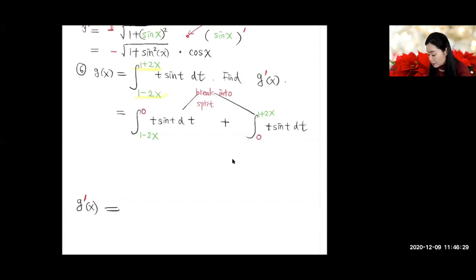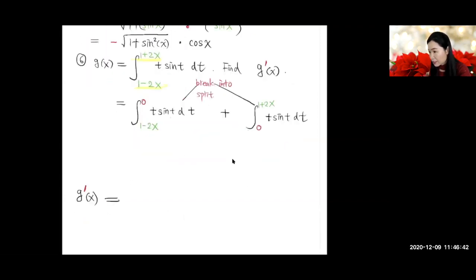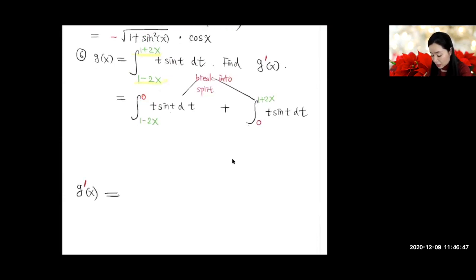Now the second one is good because it's an integral from a constant to a function of x. But this one here, the constant is up here. You need to put it down here. So we need to switch the upper and lower limit here, and put a minus sign in front. So this will be from 0 to 1 minus 2x, t sine dt.